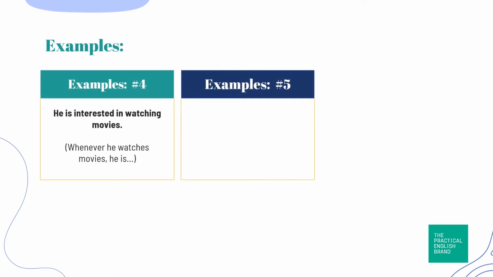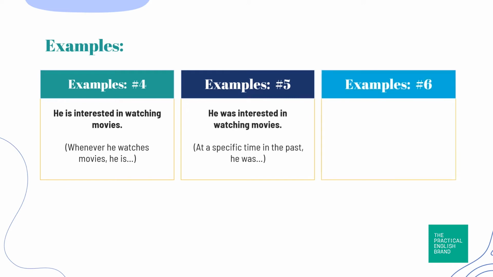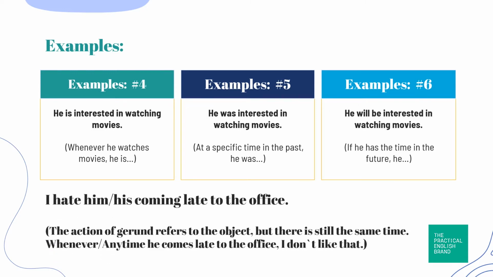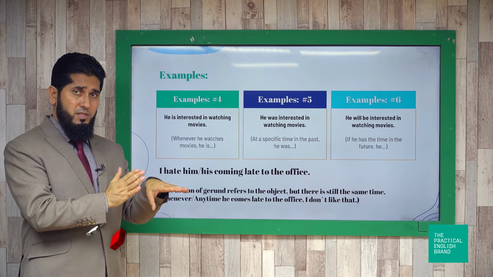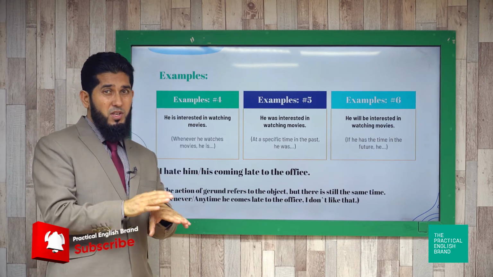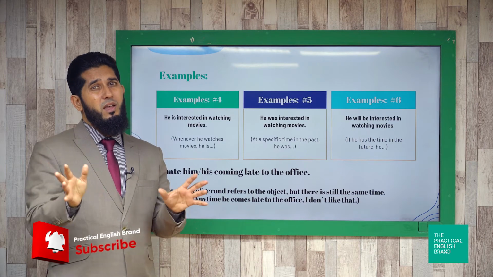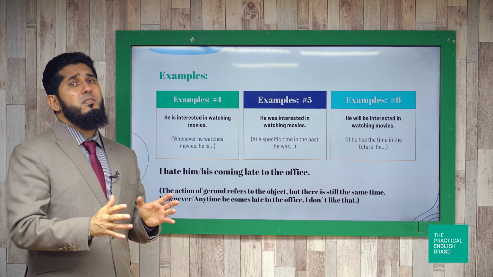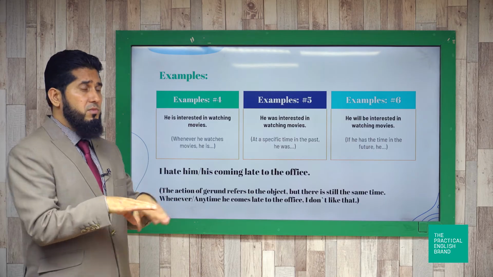So example number 4 says, he is interested in watching movies. Whenever he watches movies, he's interested in that. Again, the times of the to-be verb is and watching are the same. If he watches movies in the future, he's interested in that. The times are the same.